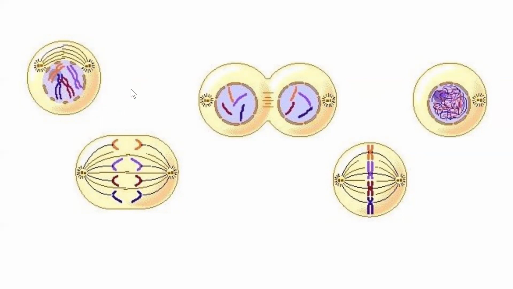Let's try it again, but with actual cells. All right, find my favorite first. Metaphase is in the middle. All my chromosomes are lined up on the center. Then they're going to get pulled apart. That means this is anaphase.